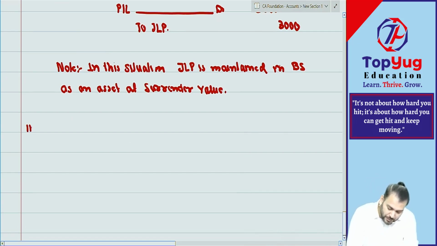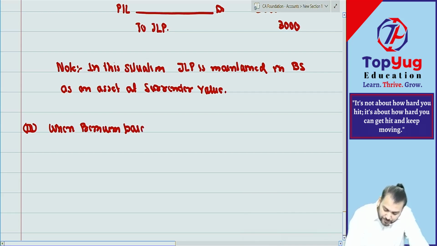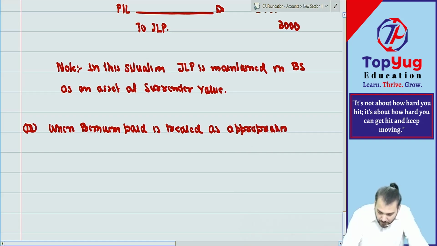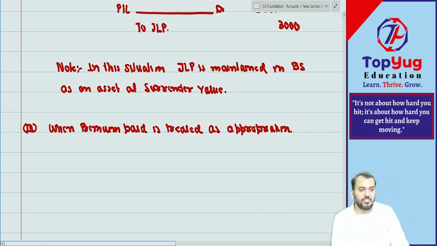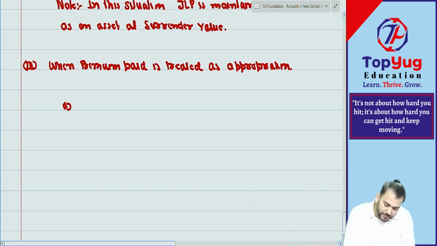Then come to point number 3. Situation number 3. What is situation number 3? When premium paid is treated as what? Treated as appropriation. When premium paid is treated as appropriation.